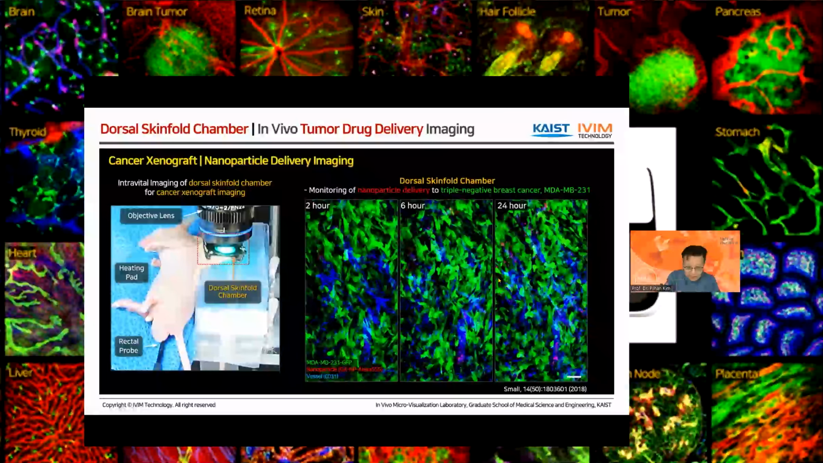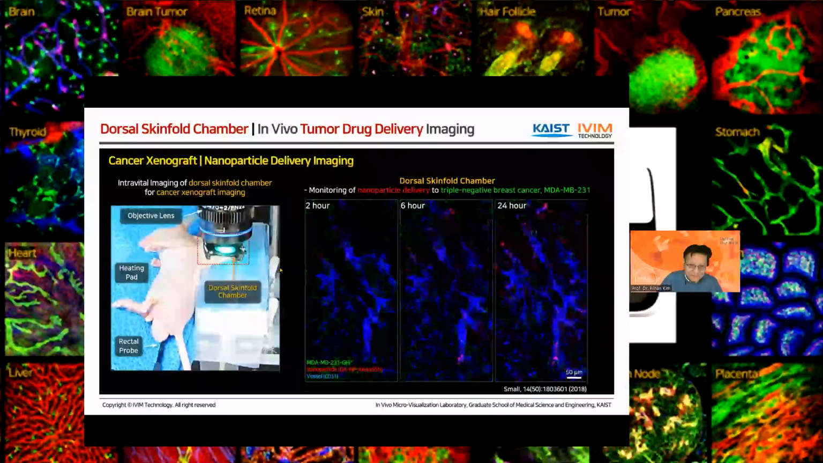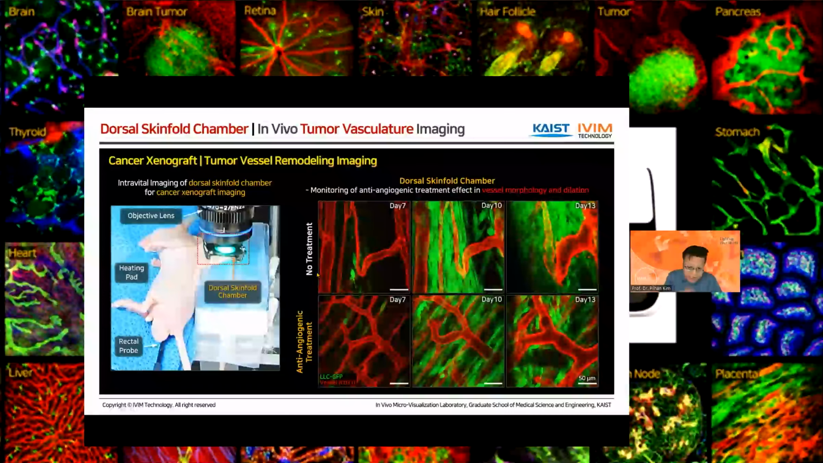Okay, so again, this is a very nice example. We can utilize intravital microscope to directly see the drug delivery in the live mouse model. But in this case, for 24 hours. Okay, but we can extend it even more.